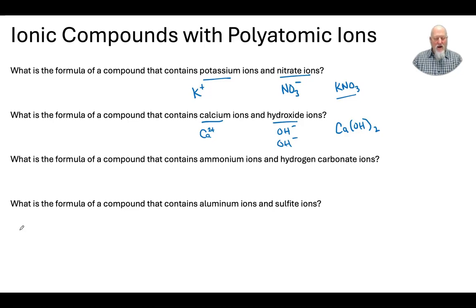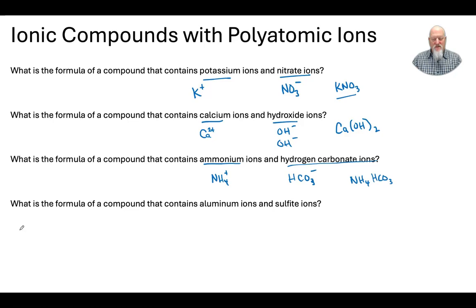Okay? Now we're going to do ammonium ions and hydrogen carbonate ions. So ammonium ions are NH4+, and hydrogen carbonate are HCO3-. So you can see that the charges of the ions are the same, so you can just put those together 1 to 1. So I'm going to get NH4HCO3.